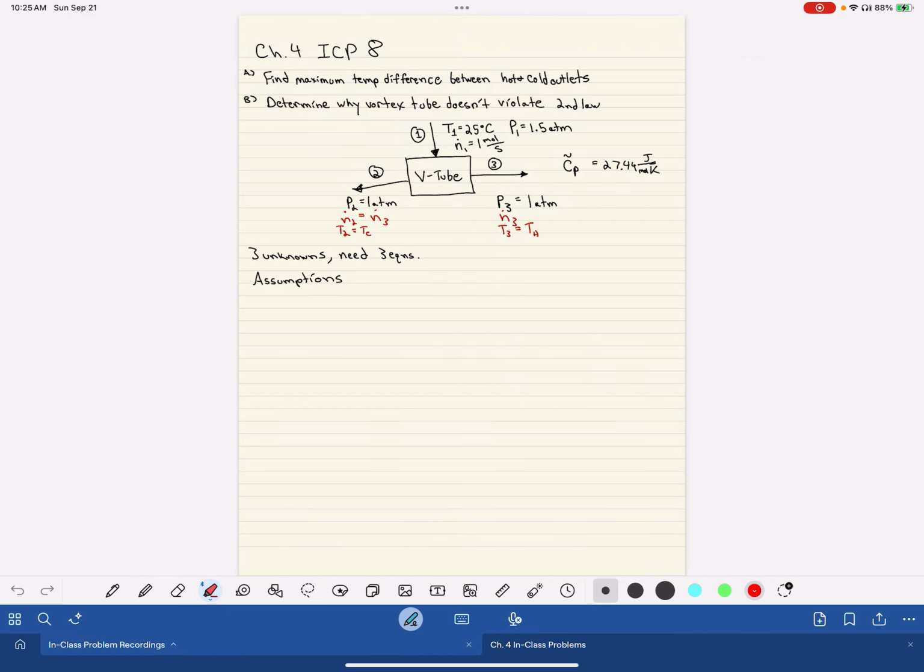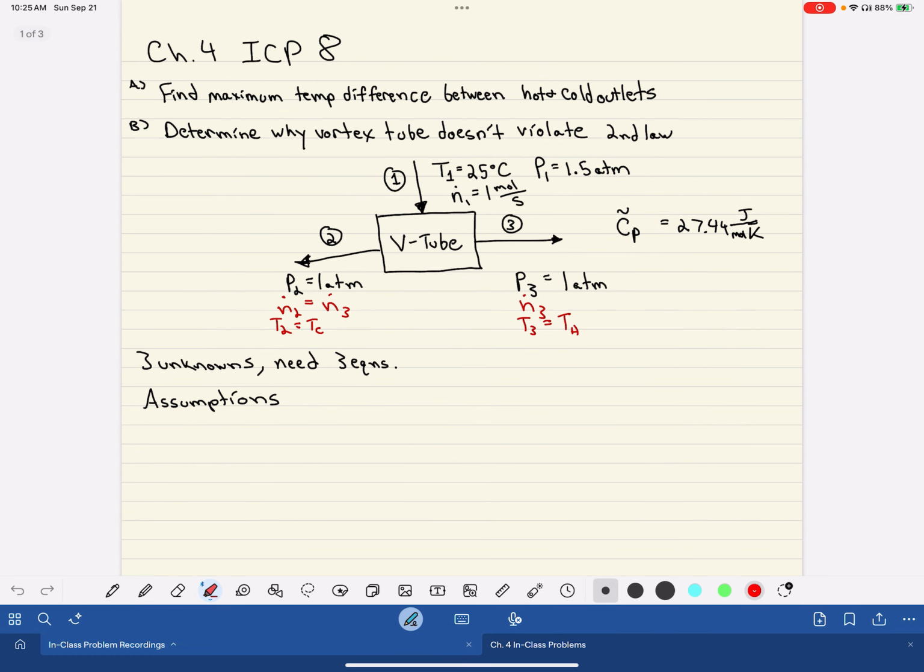Okay, based on this problem statement, we could sketch out a diagram that looks like this. So we have our vortex tube, we have our inlet going into the vortex tube at these inlet conditions, and then to the left side of the tube, we're going to have our cold stream, which we're told comes out at atmospheric pressure, but we don't know its exact temperature, which we're going to call Tc. And we don't know its mass flow rate, though we're told the mass flow rates of the cold and hot streams are going to be equal. On the right side, we have our hot stream. We know the pressure, we don't know the temperature. And we're told the heat capacity of this ideal gas.